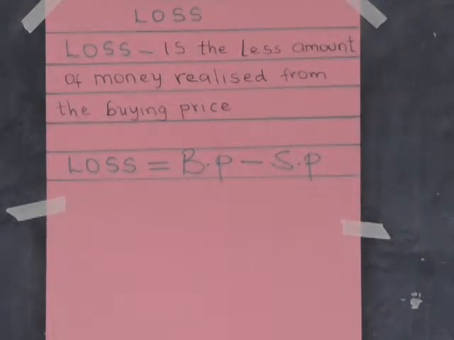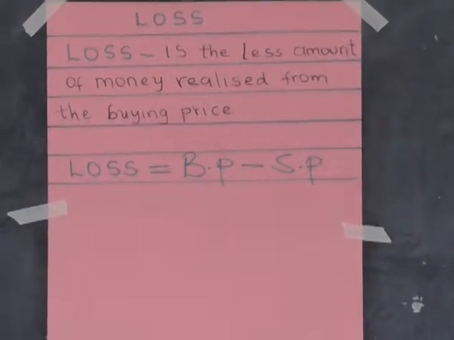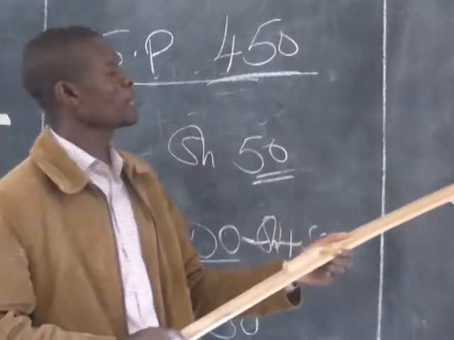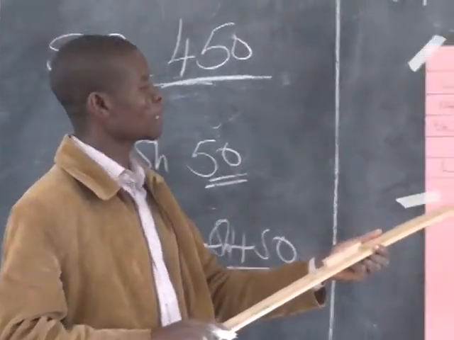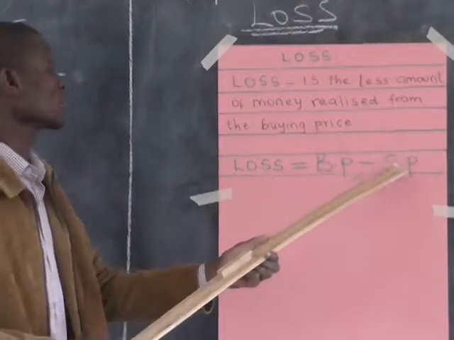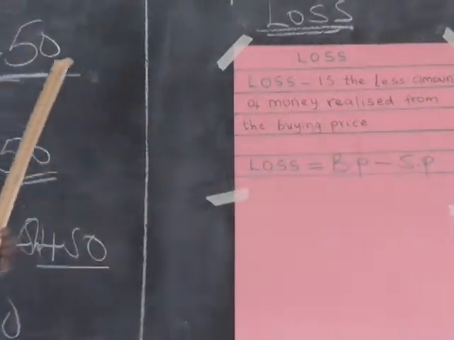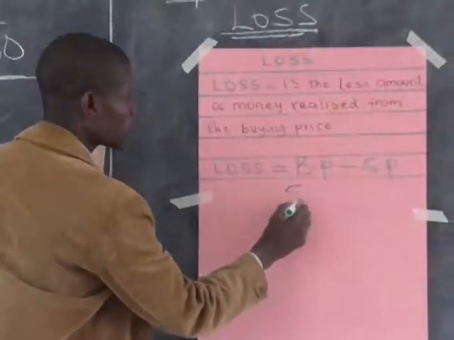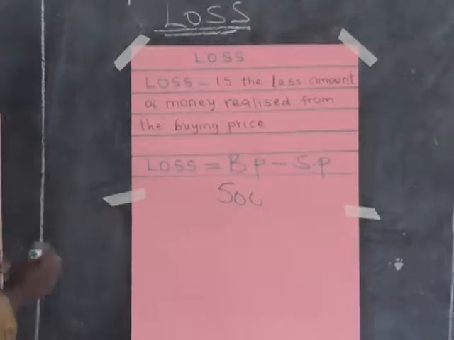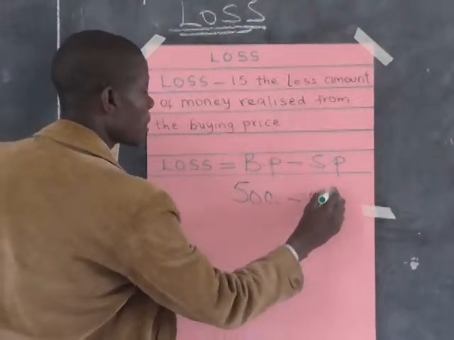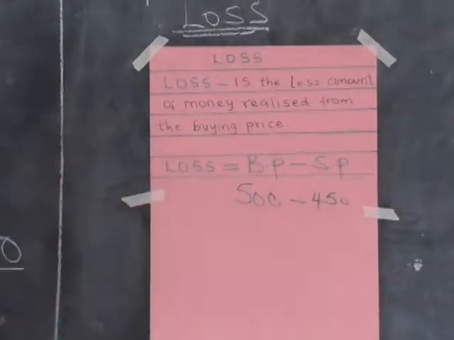So for us to be able to get the answer that we worked out at 50 shillings, it means to calculate the loss made, you need to take the buying price, which is the higher amount of money that was paid, take away the selling price, which is the lesser amount of money that was paid. So we'll take our buying price, which is 500 shillings, then subtract 450 shillings.